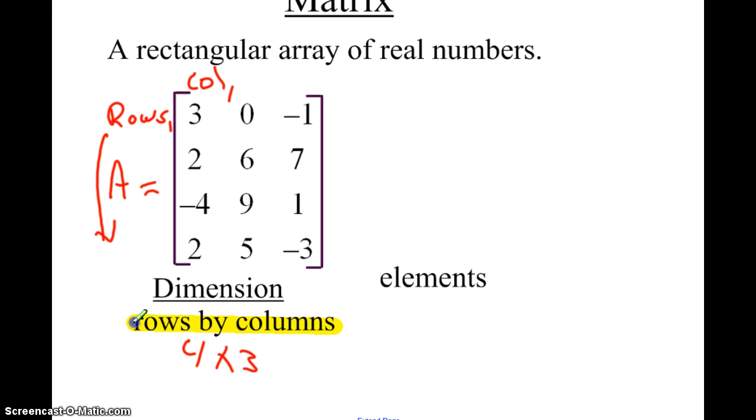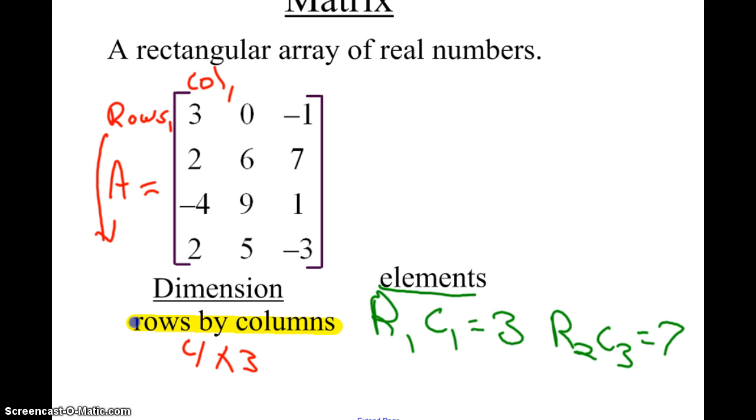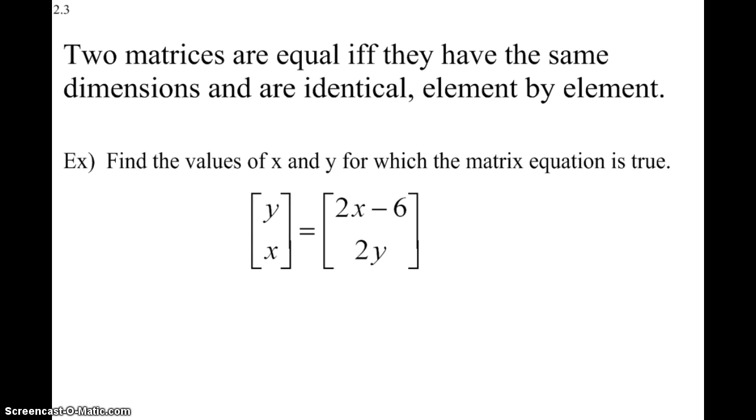Okay, the element. If we talk about the element here, we want to know that row 1, column 1 element would be 3. If we talk about row 2, column 3, that would be 7. Those are elements. Okay, those are the numbers in the matrix. Two matrices are equal if and only if they have the same dimensions and are identical, element by element.